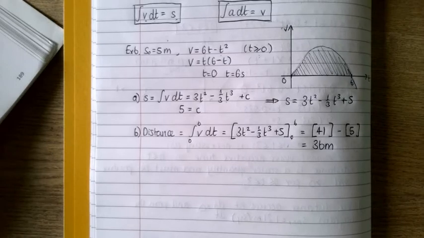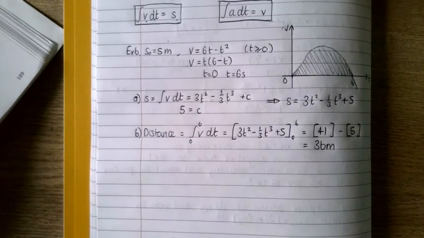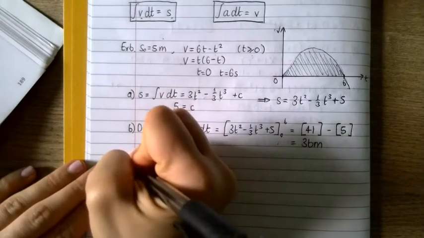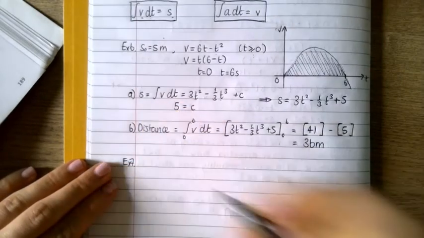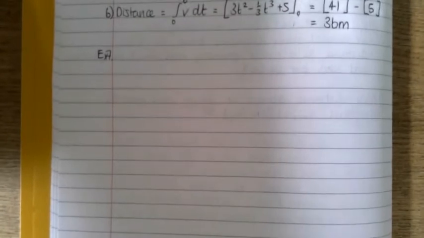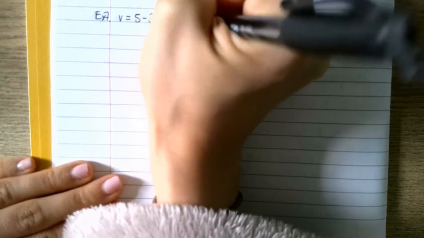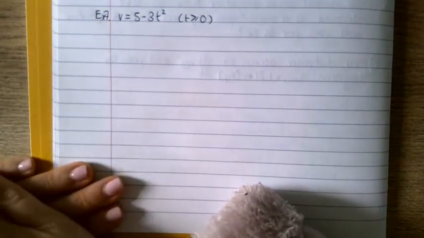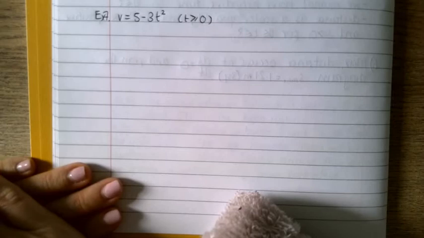So that's example 6. Example 7. We have a particle travelling in a straight line. After t seconds, its velocity is given by 5 subtract 3t squared with the limit t is greater than or equal to 0. Find the distance travelled by the particle in the third second of motion.